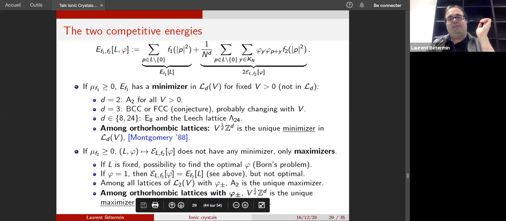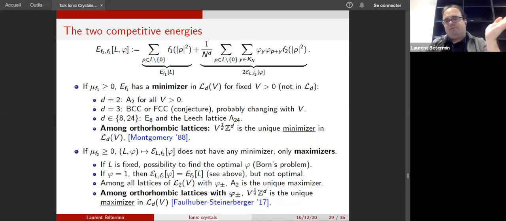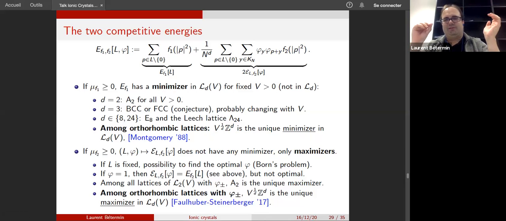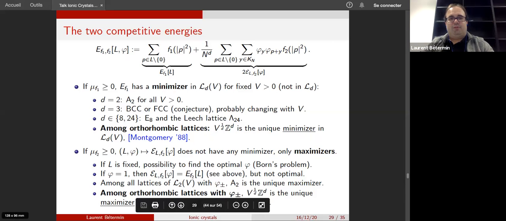If phi is equal to 1, then this one and this one are basically the same, but here it's for F2 and this one is for F1, okay? But it's of course not optimal, because F1 and F2 are positive. So of course, if you take only positive charge, it's a bit stupid. It's enough to put one negative charge somewhere to change the energy a bit. So that won't be optimal, but at least I would know how it works in that case, but it's not interesting. And if I choose the charge to be plus minus 1 here, then the triangular lattice is the unique maximizer. That's what I explained in the second part of the talk.